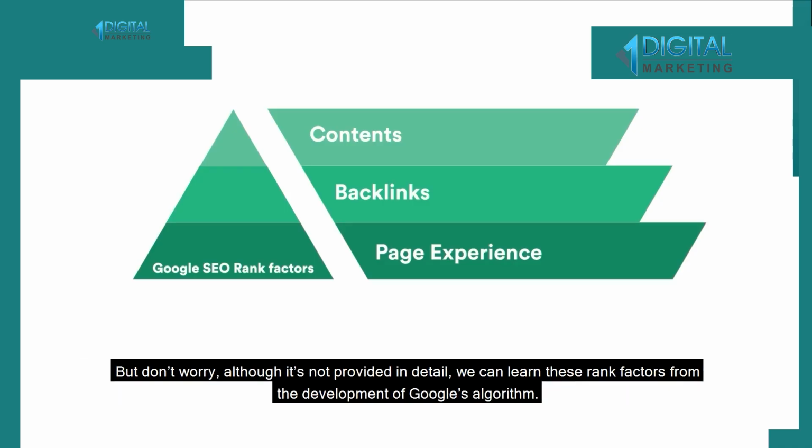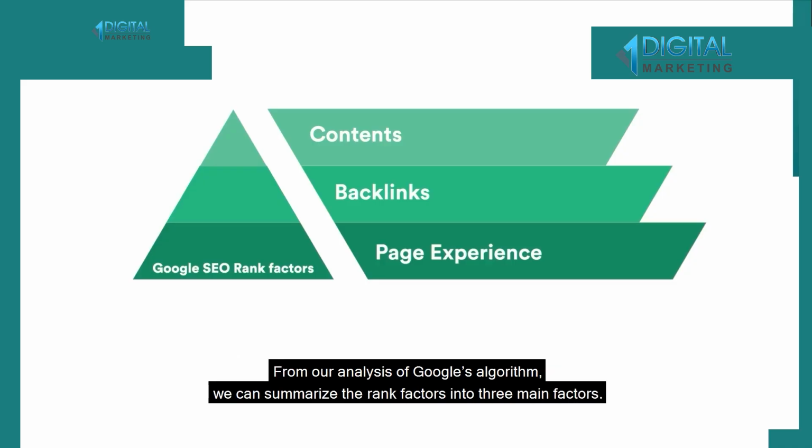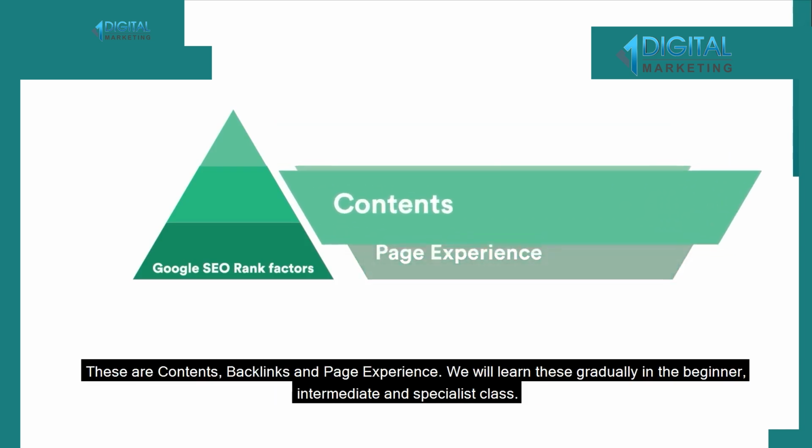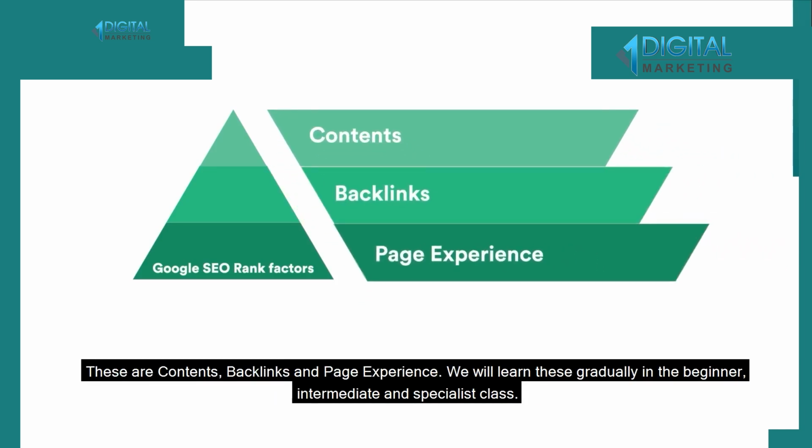But don't worry, although it's not provided in detail, we can learn these rank factors from the development of Google's algorithm. From our analysis of Google's algorithm, we can summarize the rank factors into three main factors. These are contents, backlinks, and page experience. We will learn these gradually in the beginner, intermediate, and specialist class.